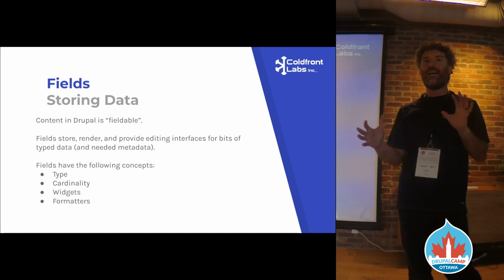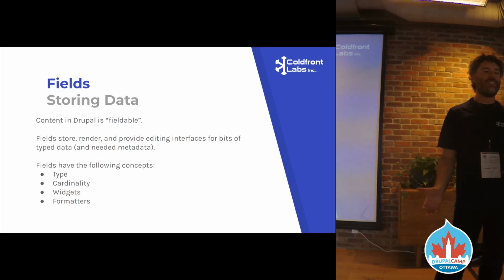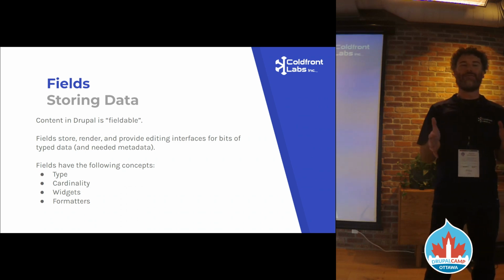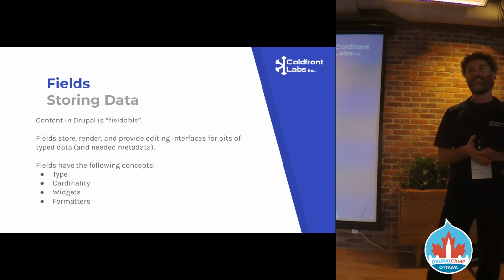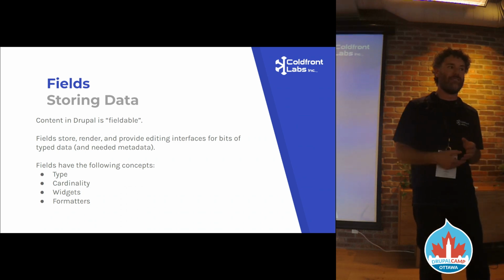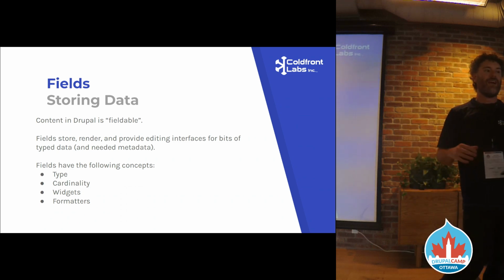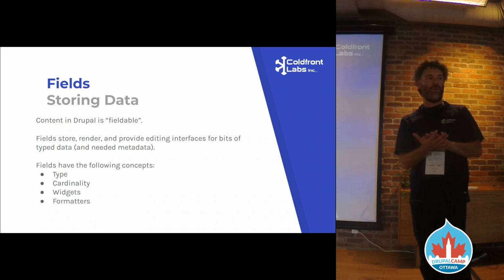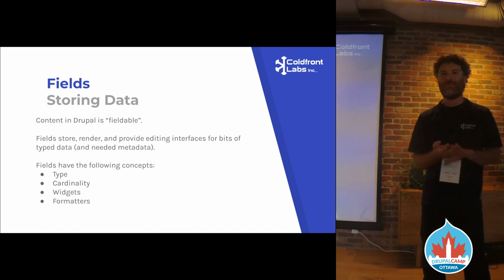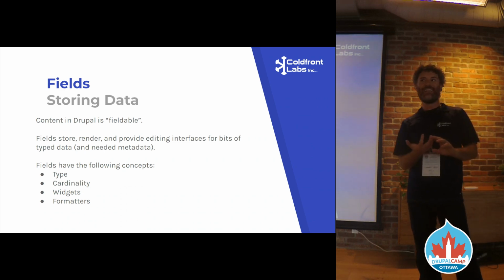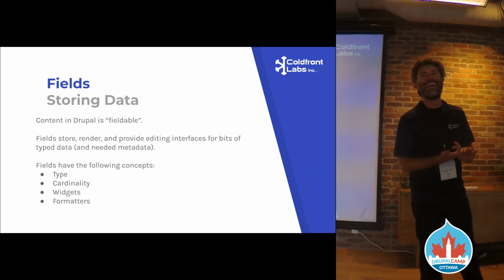So it's all well and good to have those different kinds of content, but how do you make them different? How do you actually use them? The thing about all those different kinds of content is they can have fields. So they're fieldable. Fields are what store the individual chunks of data. There's 4 important concepts to understand with a field. It's type, cardinality, and then a widget, and a formatter.